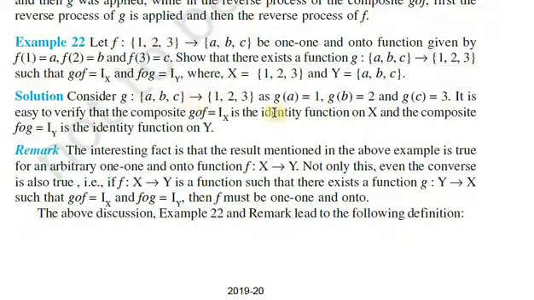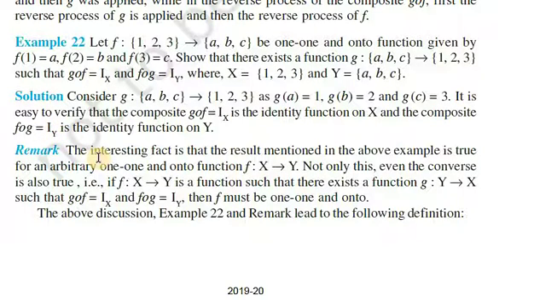You can make this from this one only, because f takes 1 to a, 2 to b, and 3 to c. So I will make one function g such that g of a is 1, g of b is 2, and g of c is 3. Then you try to compose these two functions f and g, and you will get g of f is Ix and f of g is Iy.